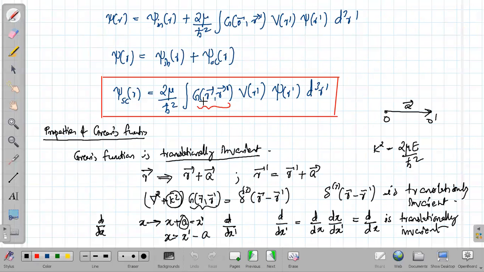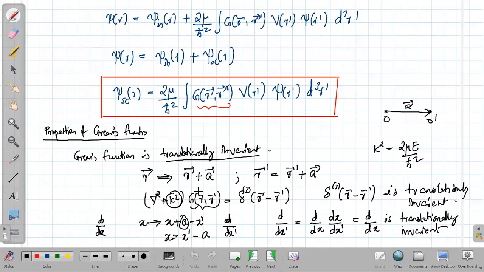So in the next class, we'll find the explicit expression for this Green's function. Once you find this explicit form of the Green's function, we can find psi scattering. Remember there is a psi of r prime here, but there are ways to find the psi scattering using some approximations called Born approximation. Okay, so we can stop here, and in the next class, we'll discuss how to find the Green's function for this particular problem.